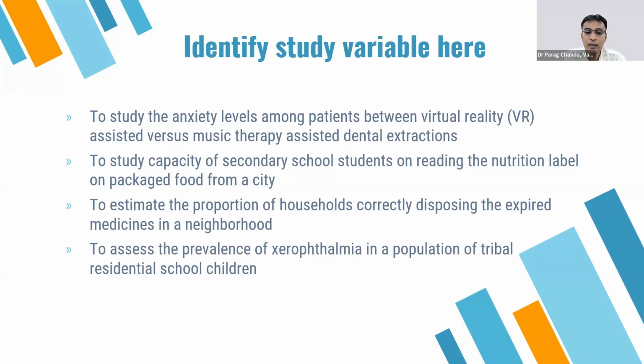Xerophthalmia is a disease of the eye, which happens because of vitamin A deficiency, mainly among children.